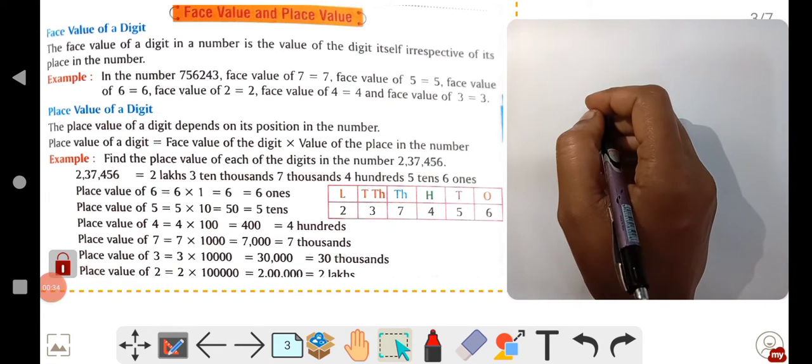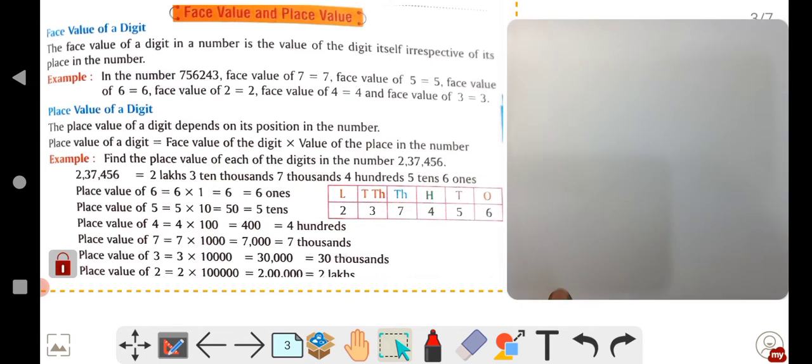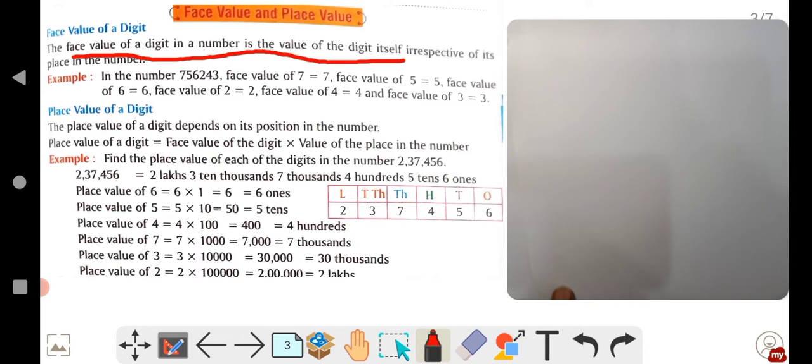First, let us learn face value of a digit. So, what do you mean by the face value? Face value means the face value of a digit in a number is the value of the digit irrespective of its place in the number. It means it is the value of the digit itself. Okay, there is no change in the face value.